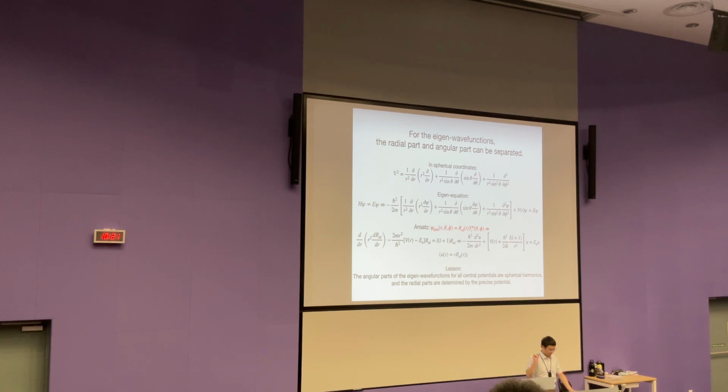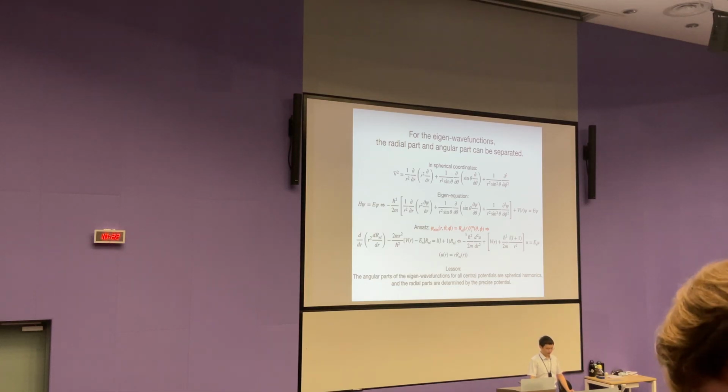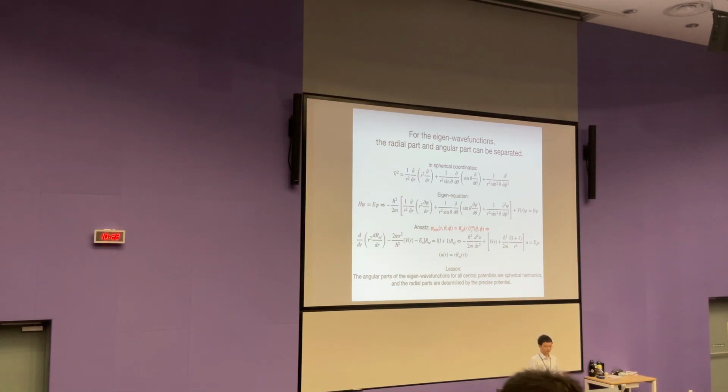So to summarize, the lesson here is that the angular part of the eigenwave functions for all the central forces are the same. They are just the spherical harmonics. But the radial parts are determined by the specific central potential. And we really have to solve this equation in order to understand this part of the wave function and also the eigenstates and eigenenergy.